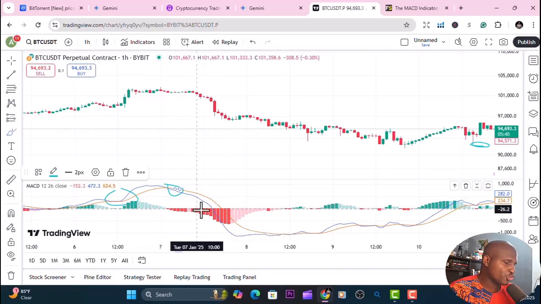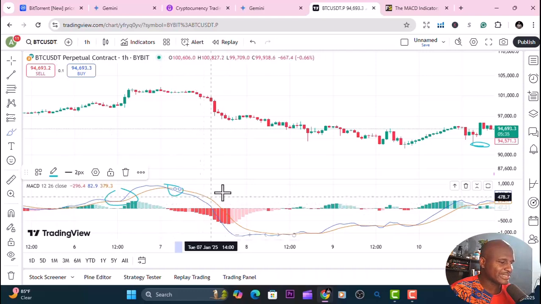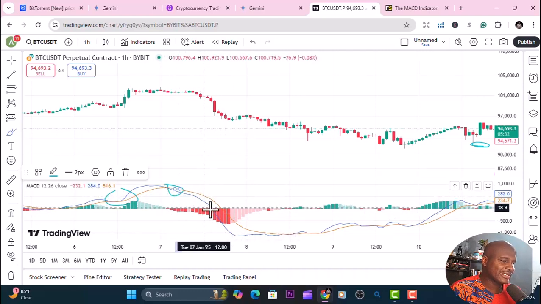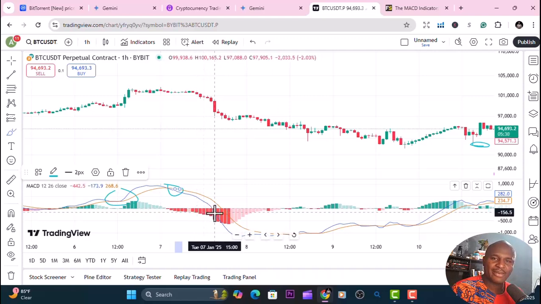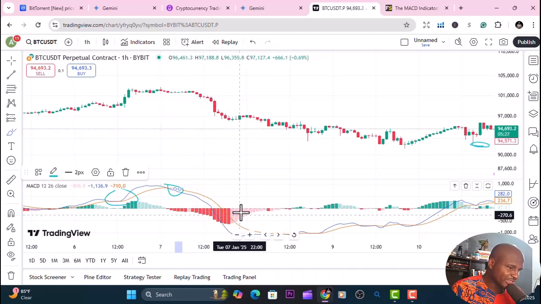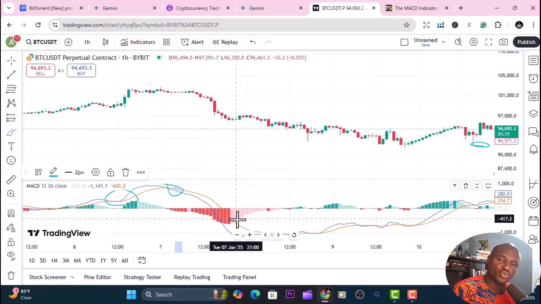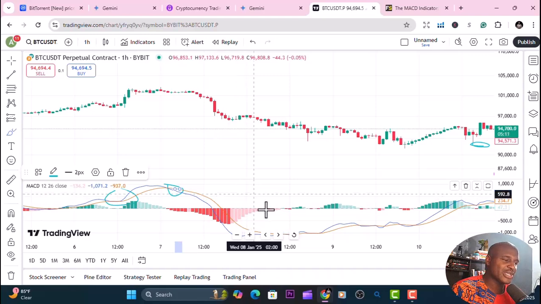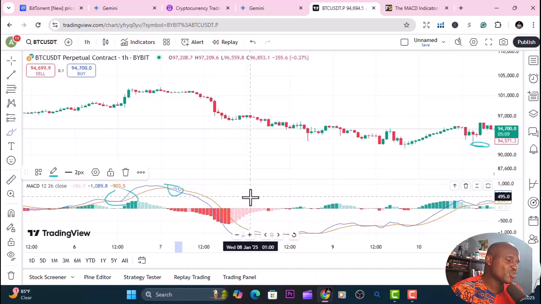But then you can see the histogram. Whenever the signal line crosses over the MACD line, you see that the histogram will start to become red. But then you see that here, the red is there, but it's light or thin. It simply means that the signal is getting weak, so you should prepare for maybe an uptrend. You see that the sellers are getting weaker and weaker by day, which simply means that the buyers are giving them pressure.